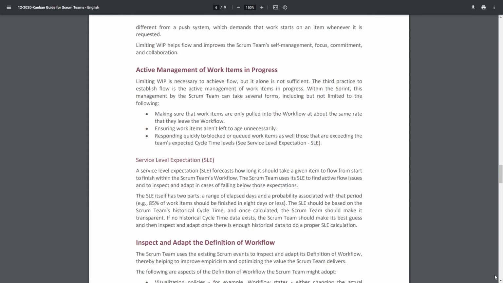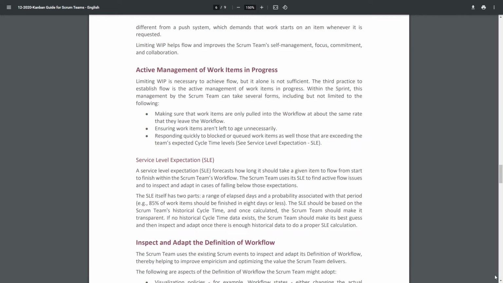Responding quickly to blocked or queued work items as well as those that are exceeding the team's expected cycle time levels. See Service Level Expectation, SLE. A service level expectation forecasts how long it should take a given item to flow from start to finish within the Scrum team's work. The Scrum team uses its SLE to find active flow issues and to inspect and adapt in cases of falling below those expectations. The SLE itself has two parts, a range of elapsed days and a probability associated with that period, e.g., 85% of work items should be finished in 8 days or less.